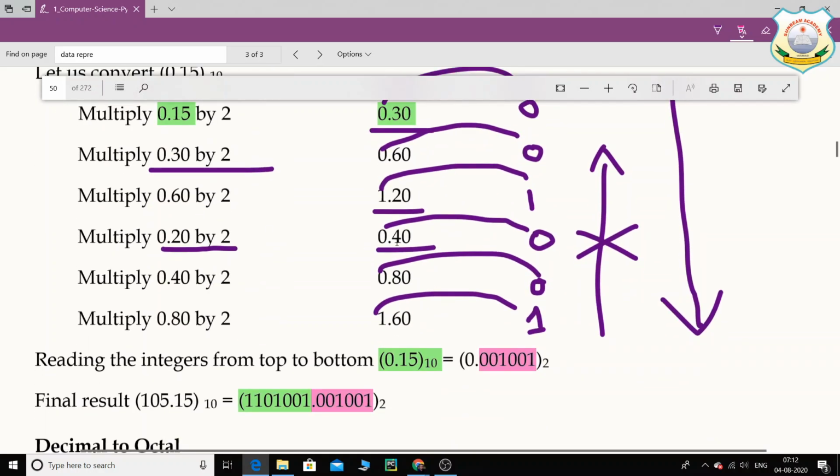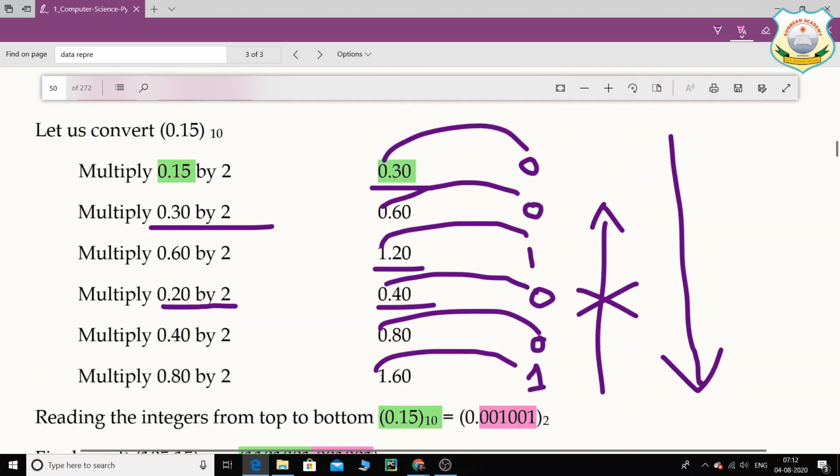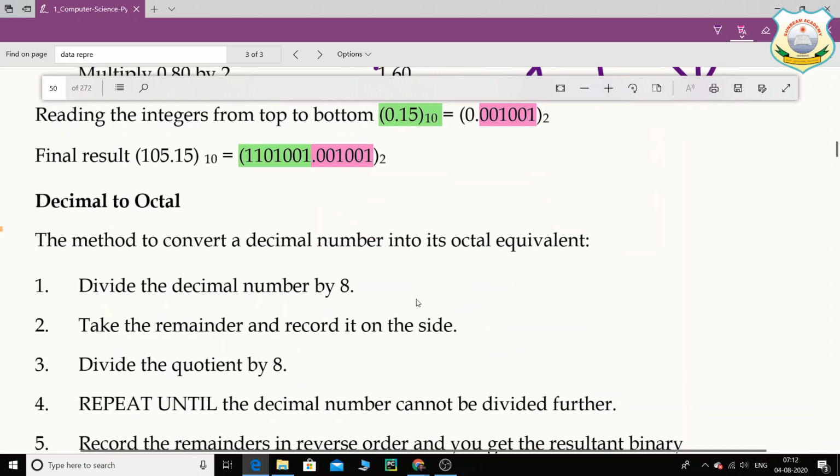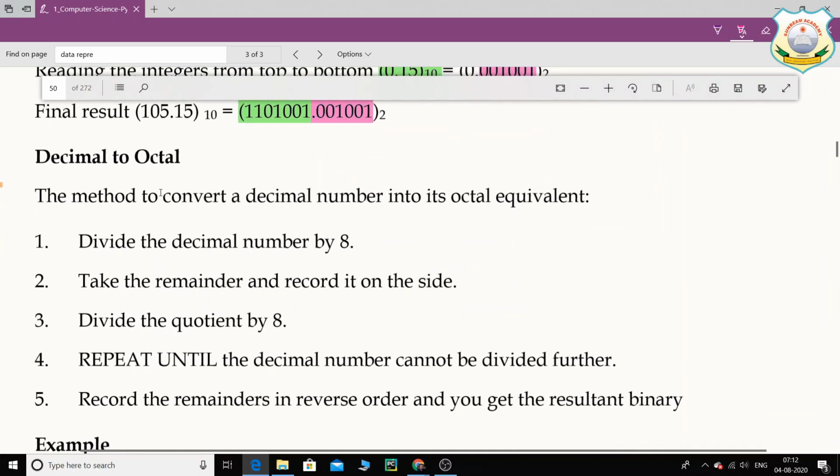So I hope now this is very much clear to you, children. Okay, so this was the confusion, so I hope now I've explained this pretty nicely. Okay, so then children, decimal to octal. Decimal to octal, already we have done, children.